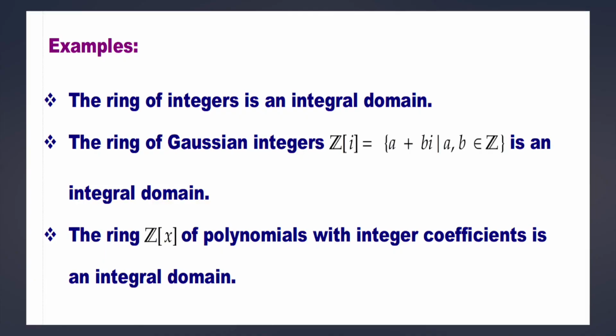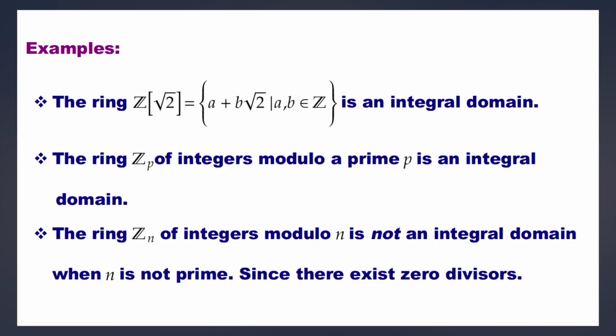The following examples show that many familiar rings are integral domains and some familiar rings are not. For example, the ring of integers is an integral domain. The ring of Gaussian integers Z[i], which is the set of all a plus ib such that a, b belong to Z, is an integral domain. The ring Z[x] of polynomials with integer coefficients is an integral domain. The ring Z[root 2], which equals the set of all a plus b root 2 such that a, b belong to Z, is an integral domain.